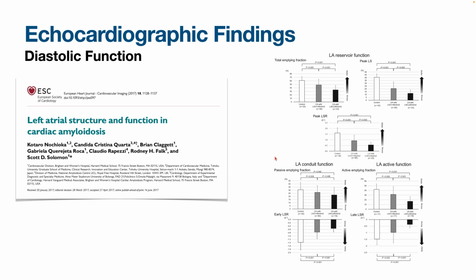Further on, this particular paper looked at all the different functions, and then they looked at, in combination, the size of the left atrium as well. So by combining the function and also the LA size, the bottom line is, if you have cardiac amyloid, if your function is lower with a larger LA size, your function is going to be a lot worse, and the prognosis is going to be worse.